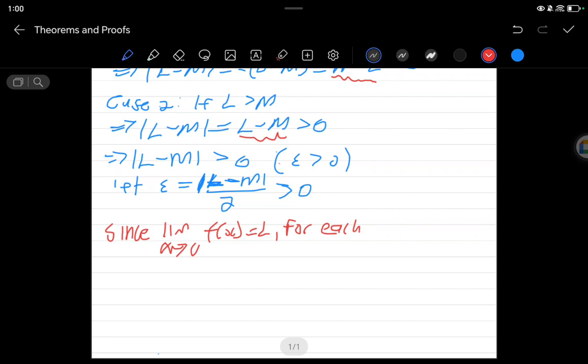So I can just decide to say for each E, because I said that E equals L minus M over 2. This would be greater than 0. We agree, right? They exist.